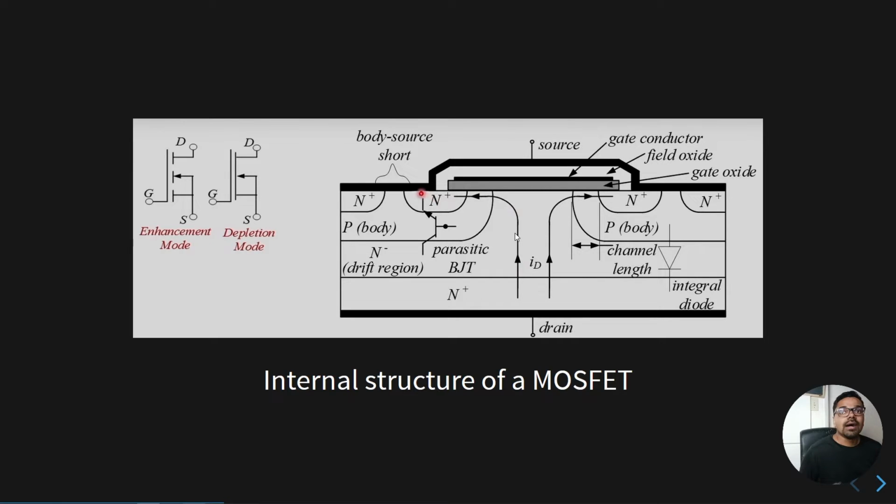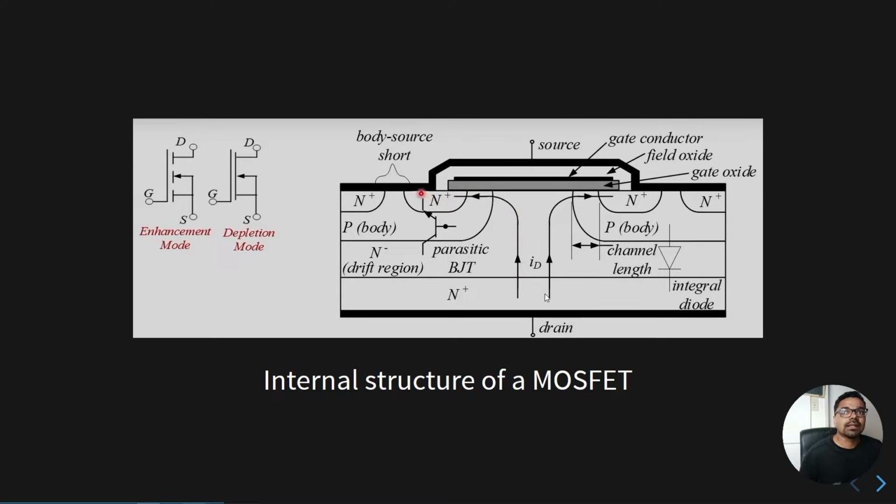The three terminals of the MOSFET are the drain, gate, and source. If it's not conducting, there's no conduction between the drain and source, so that's technically an open. Once you apply a gate voltage, the P body breaks down, and it starts to get into conduction mode, like a short. Now, there are a few things to note in this particular diagram.